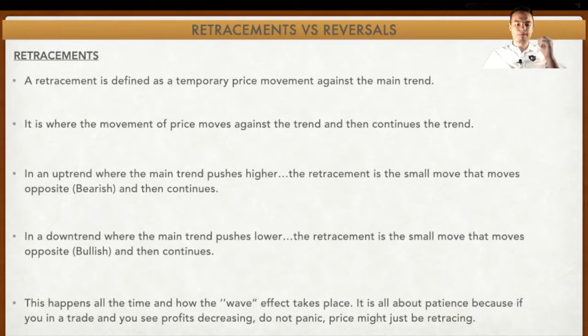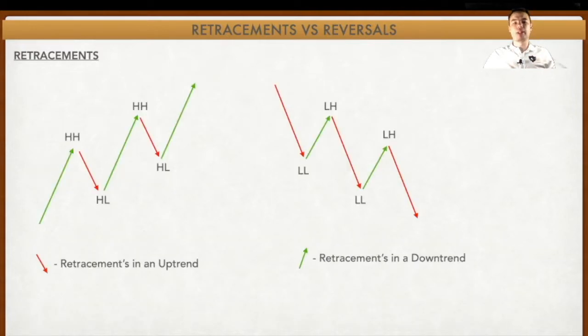Wait for it. It will continue, unless it turns into a retracement and a reversal, and then that's when you'll manually close it. So as you can see, in an uptrend, the red arrow shows you retracements, and then in a downtrend, the green arrow will show you retracements in the downtrend. So it's those little moves against the trend, like I said.